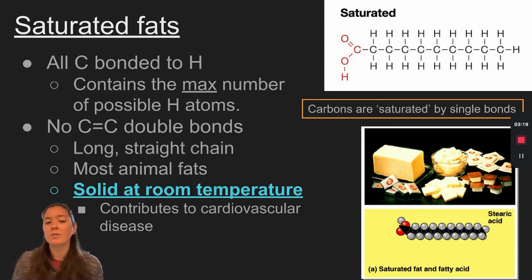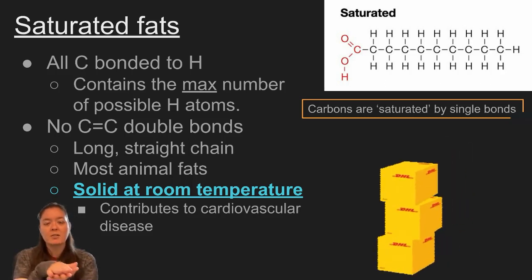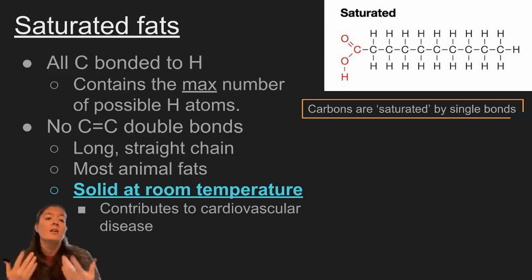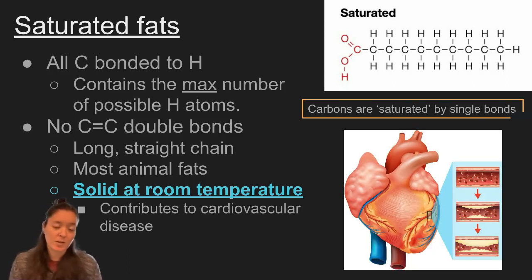It's really important to note that saturated fats are solid at room temperature, and that's because of how well those chains stack on top of each other. It's pretty easy to stack things that are straight. Saturated fats, because they're solid at room temperature, can sometimes lead to cardiovascular disease. So if you eat a lot of bacon and butter, it's going to start clogging up some of your arteries if you get older and you continue eating a lot of that saturated fat.